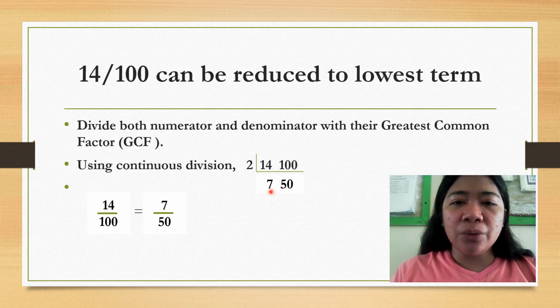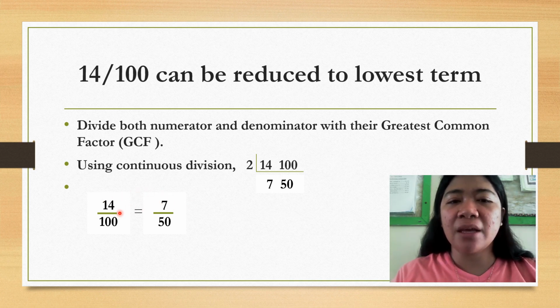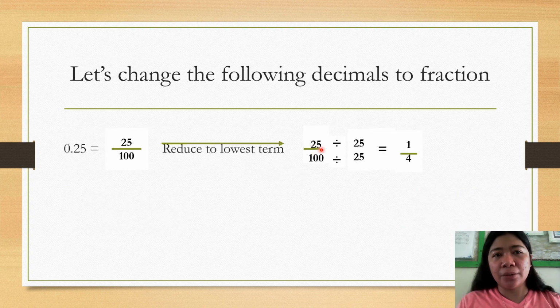So this is now our lowest term. Your numerator 14 in lowest term will become 7 and your 100 will become 50. So 14 hundredths in lowest term is 7/50ths. So 25 divided by 25 is 1 and 100 divided by 25 is 4.